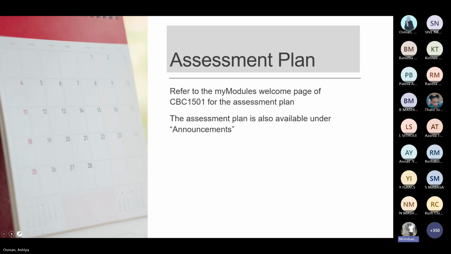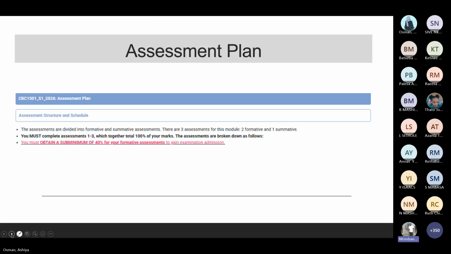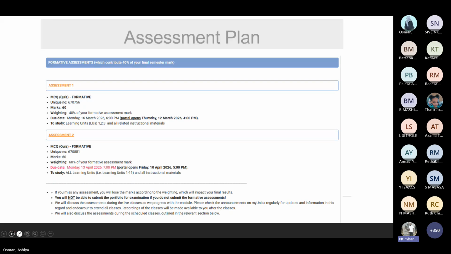Another thing that assists with this, maybe it will be wise one day to come and share the various assessments that you have. But I believe my colleague has already put something up to show you the different assessments we have under the assessment plans. For example, the assessment schedule: learning unit assessments 1 to 3 contribute 100% and are broken down as follows. To qualify for examination, you must obtain 40% for the year mark. This is a new requirement for UNISA.